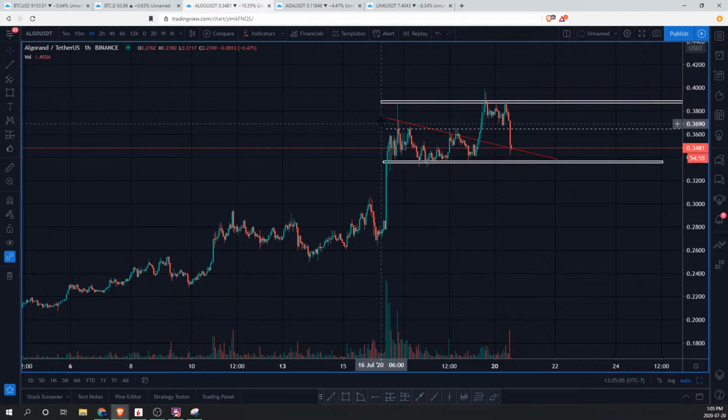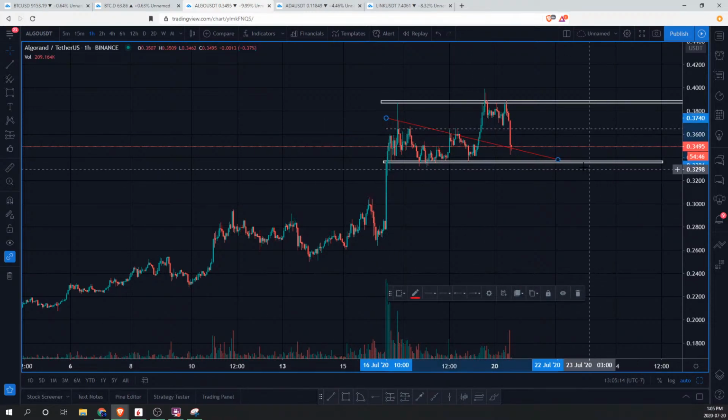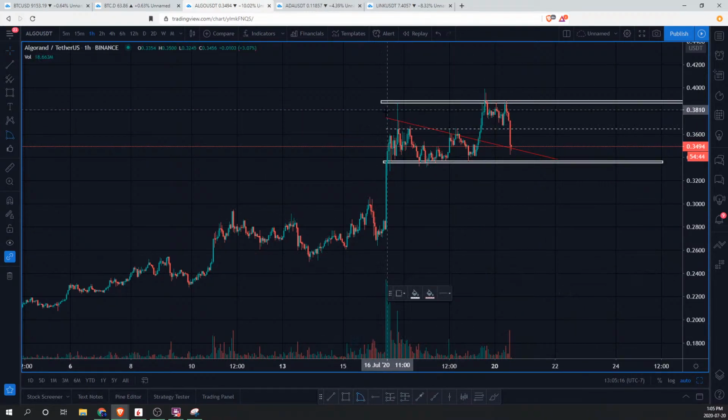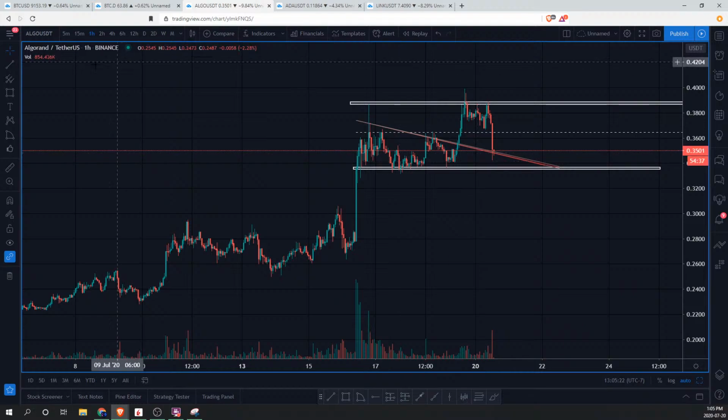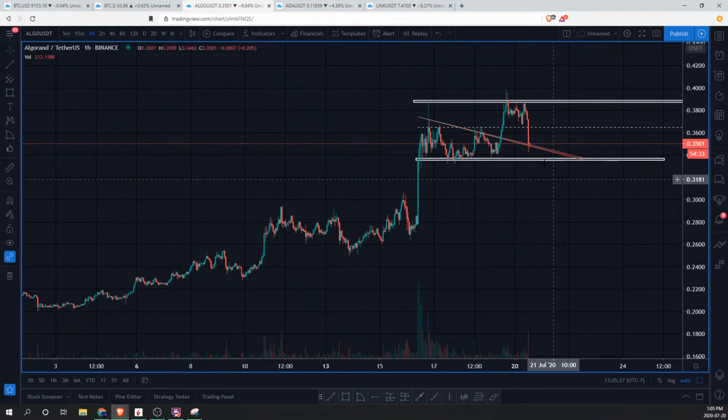Let's get our projection. Because there's only really 2 touch points, right? The first touch and second touch. So there's not a whole lot of validation in that area. So let's get our projection here. Come on. There we go. Right around there.